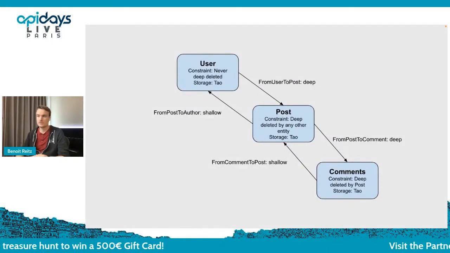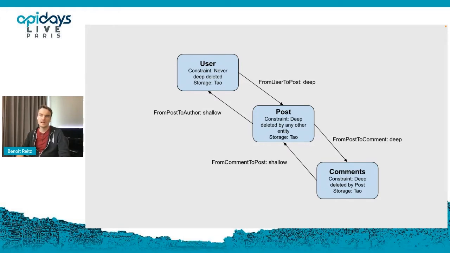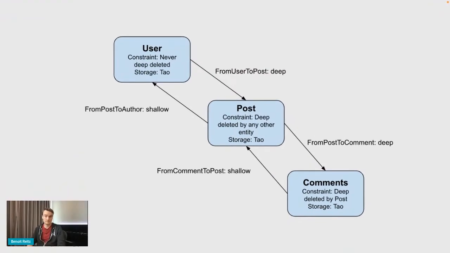If we look at an example here, three schemas, user, post, and comments, we can see that they have edges between them. So the from user to post edge is going to be what we call a deep edge, which means that once we see this edge, we want to traverse it and recursively delete whatever is on the other side of that edge. Conversely, we have the from post to user edge, so the inverse of this one, which is a shallow edge, because when we delete a post, we actually don't want to delete the author. And those edge annotations are what tell us how to iterate over the entire graph.